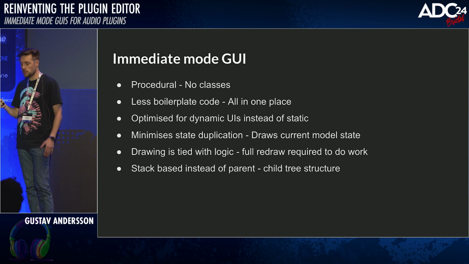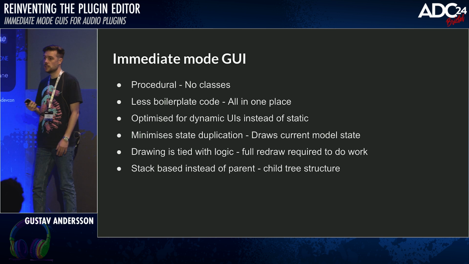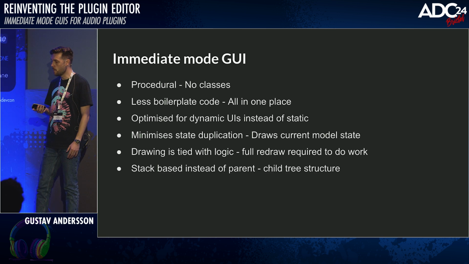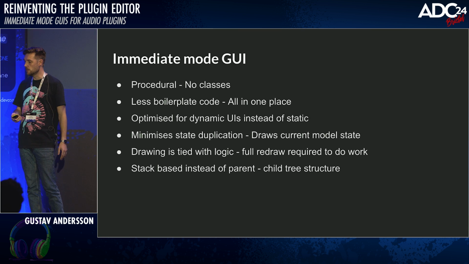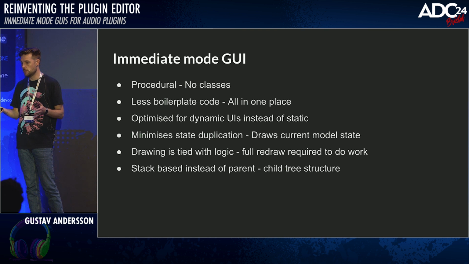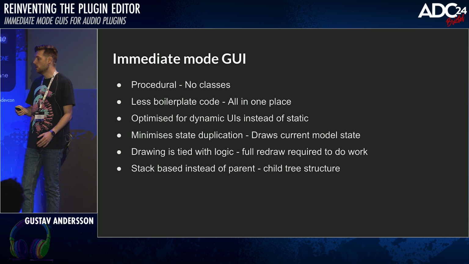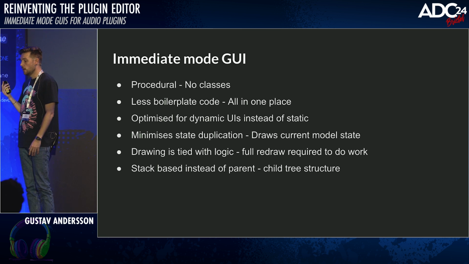To sum up, it's all procedural, which means that it's a lot less boilerplate. And it's optimized for dynamic GUIs because you're continuously redrawing, so it's very easy to just change the GUI, draw something else. There is no state required, the GUI doesn't have to retain any state. We'll see later that it might be good to keep some state in the GUI, but the API itself does not require you to store any state in the GUI.